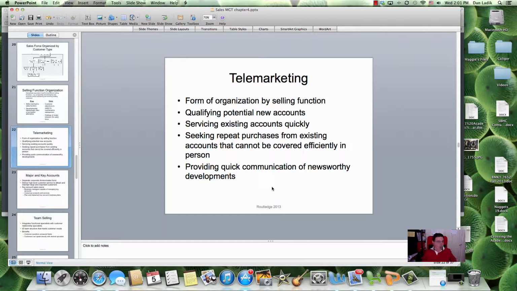Now, telemarketing. It may sound bizarre, but I'm a big fan of telemarketing. Yes, I just said that. Now, just let me be clear. This is not the telemarketing of the people calling your home while you're eating dinner. When a sales text is talking about telemarketing, we're talking about inbound. We're talking about having a sales center.